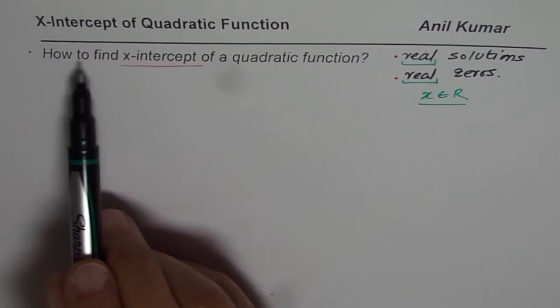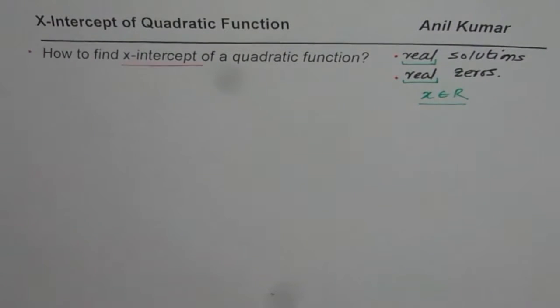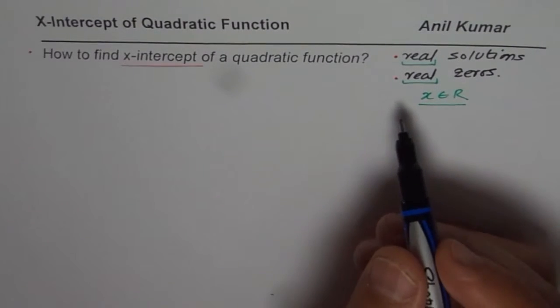But when we say find x-intercepts, it means we are working with real numbers and not imaginary numbers. I hope that point is very clear. It's very important to understand. Now let's move forward. The question is how to find x-intercept of a quadratic function. Now, this is an open question.